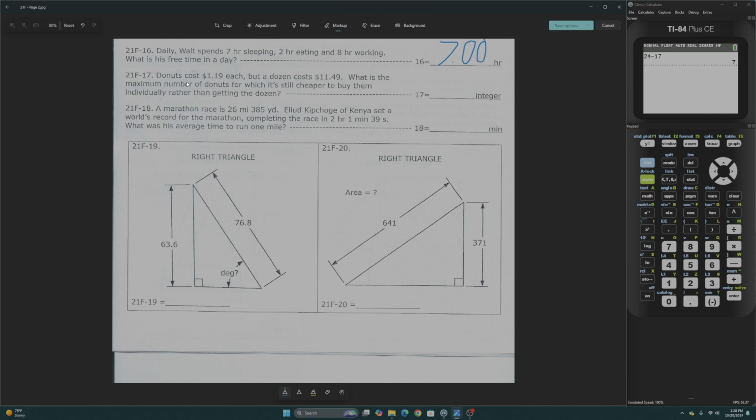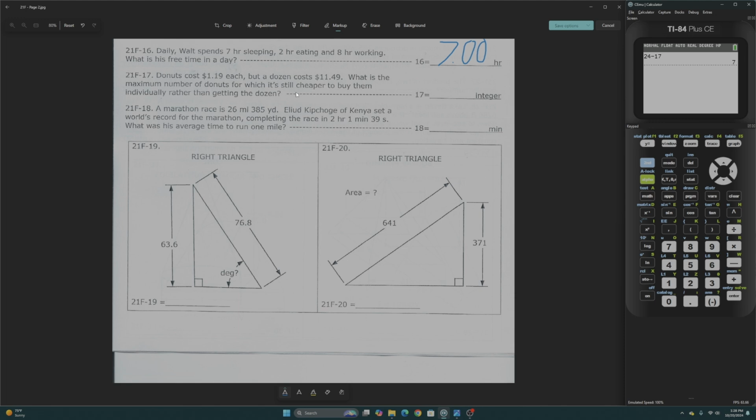Not today. Donut costs that much, and it doesn't cost that much. What's the maximum number of donuts that's cheaper to buy individually rather than getting the dozen? So that's basically asking how many single donuts could you buy to be within the threshold of $11.49? So we could calculate that by doing 1.19x, right? That's the number of donuts has to be less than or equal to 11.49. I guess it has to be cheaper.